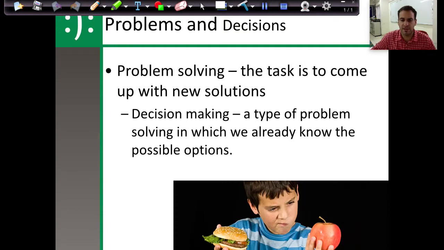Okay, well actually, let's take a look at this boy. He has to pick out, does he want a hamburger or an apple? He has to make a decision, right? I guess it depends on what mood you're in. Sometimes you might want the hamburger, sometimes you might want the apple.